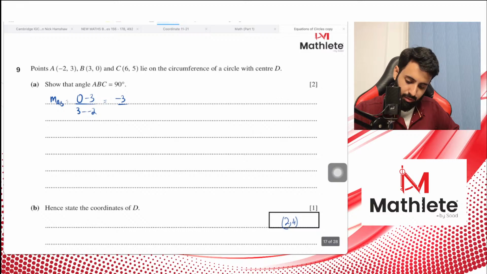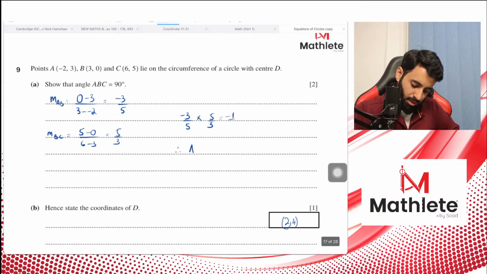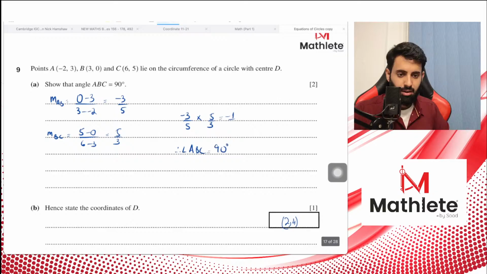Now let's find the gradient of BC, which should be 5 upon 3. Let's see if that's the case. 5 minus 0 over 6 minus 3, which is equal to 5 upon 3. Then just write this little statement over here, that minus 3 upon 5 into 5 upon 3 equals minus 1. Therefore, angle ABC equals 90 degrees.